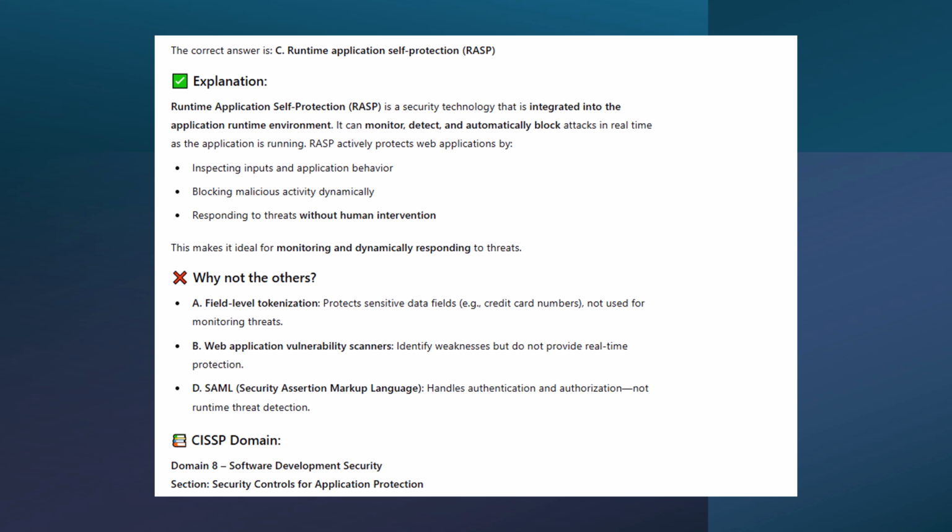Runtime application self-protection, RASP, is a security technology that is integrated into the application runtime environment. It can monitor, detect, and automatically block attacks in real time as the application is running. RASP actively protects web applications by one, inspecting inputs and application behavior, two, blocking malicious activity dynamically, and three, responding to threats without human intervention.